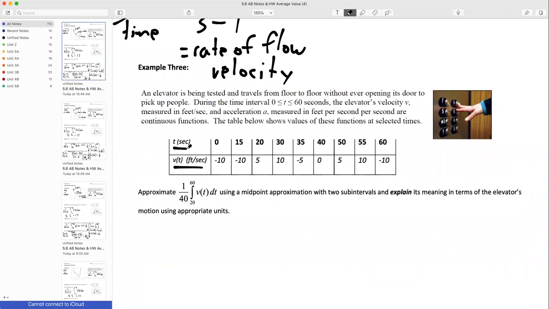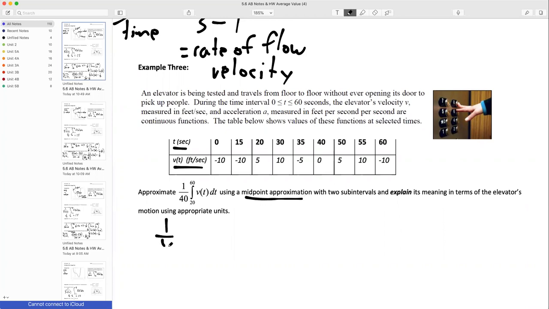And it says approximate 1/40 times the integral from 20 to 60 of v of t dt using a midpoint approximation with 2 subintervals and explain its meaning in terms of the elevator's motion using appropriate units. So in this case, I am not integrating a function because I don't have an equation. What they're asking me to do is to take a midpoint approximation. So I'm going to do a Riemann sum. And remember, right Riemann sums, left Riemann sums, midpoint Riemann sums, and the trapezoidal rule, all of those are approximations of the integral, the area under the curve.